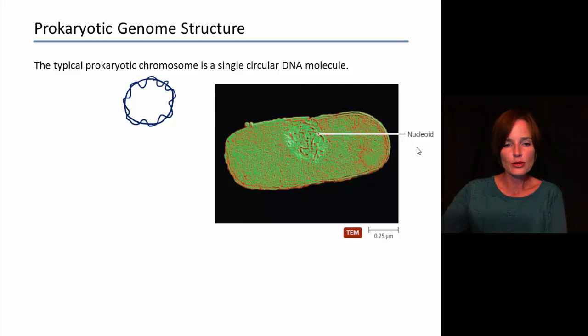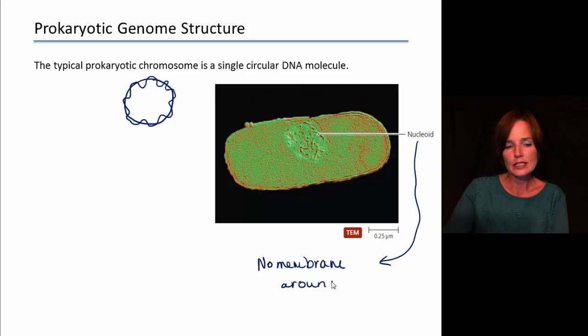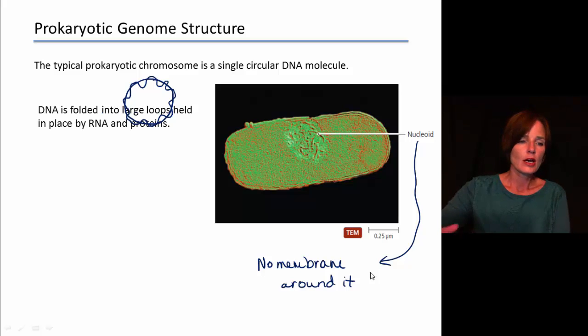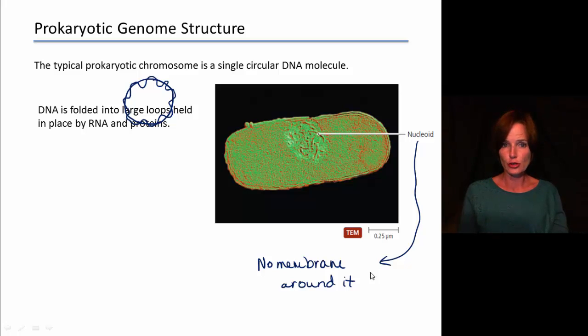One thing to understand about the nucleoid is that there is no membrane around it. Since there is no membrane around it, anything that happens to be in the cytoplasm is going to be very close to the DNA that we have. So it would be able to actually come in contact with the DNA in that nucleoid. Another thing about the DNA in the prokaryotic cell is that it is folded into large loops, and those large loops are held in place by RNA molecules and also proteins. So it really is a massive quantity of DNA that we have there, a really large circular molecule.